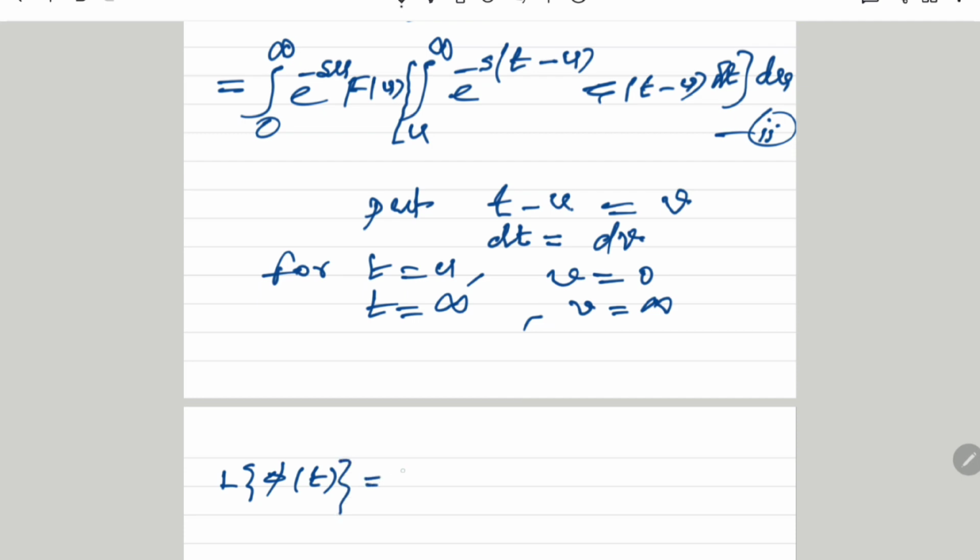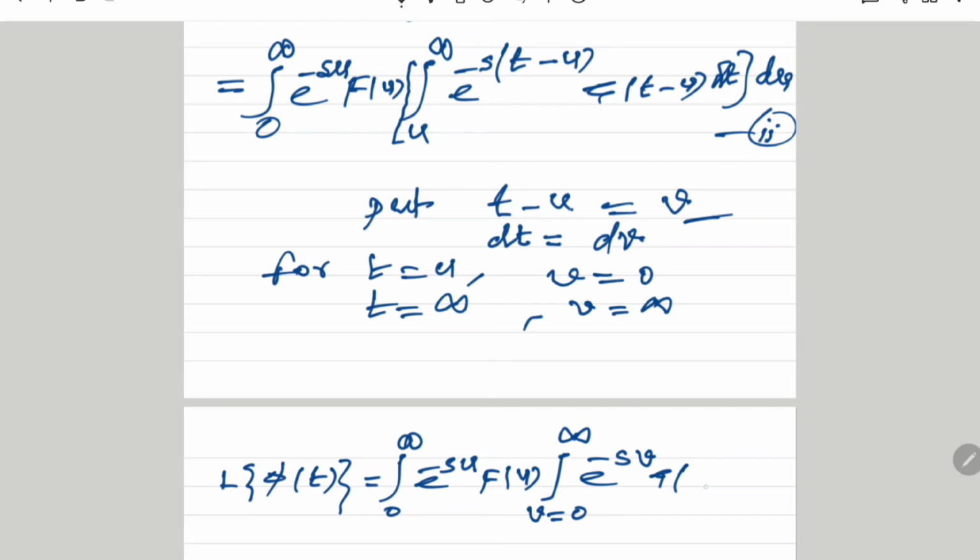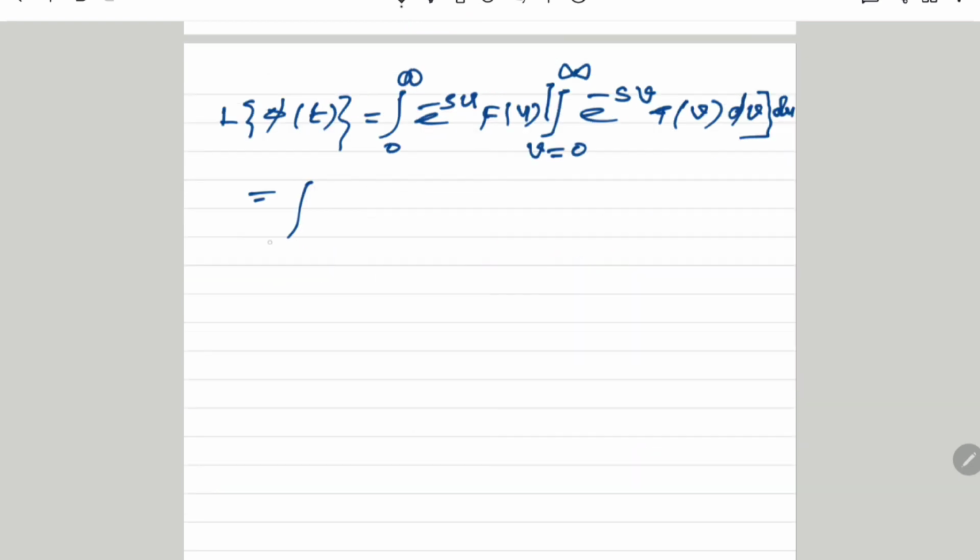Substituting all this information in equation 2, we get that Laplace of phi of t is equal to the integration from 0 to infinity of e raised to minus su f of u, new limits: for u we get v equal to 0, and when u is infinity we get v as infinity, e raised to minus s times t minus u, which is v, and into g of v du, dt is dv. The outer integral is as it is, no change: 0 to infinity e raised to minus su f of u.